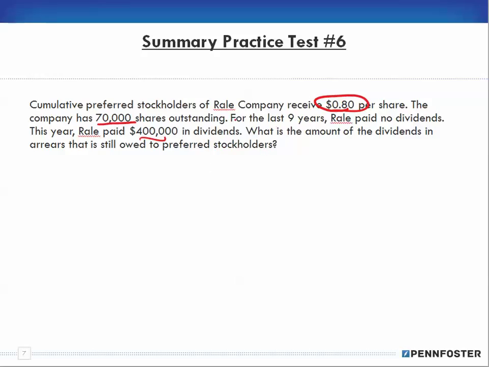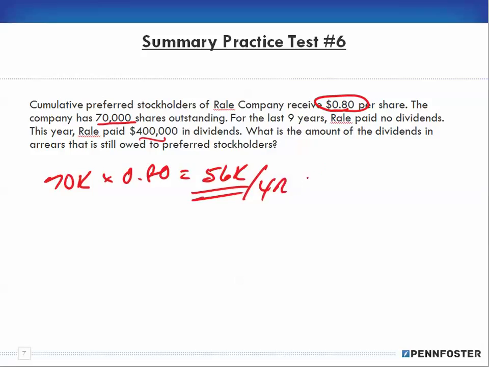This one isn't so bad, because why? We have 70,000 shares, and they're being owed 80 cents per share, or $56,000 a year. That's what they're going to get in dividends per year. Now, it says for the last 9 years no dividends were paid.